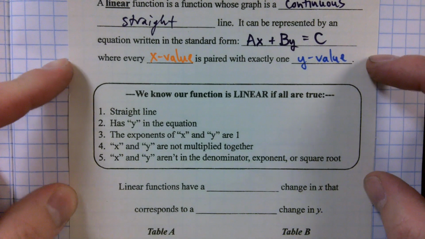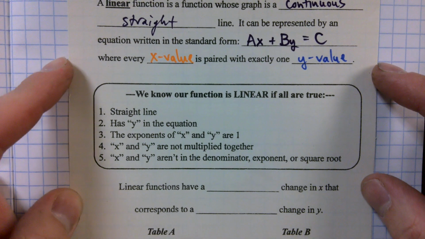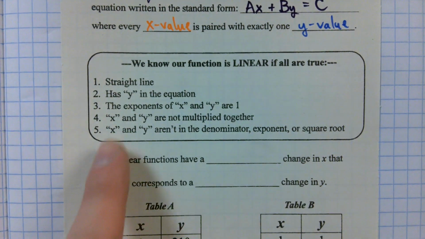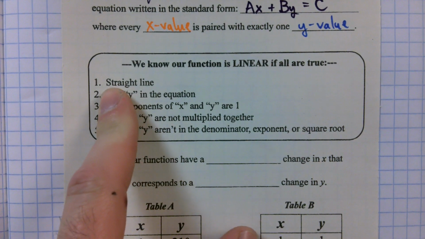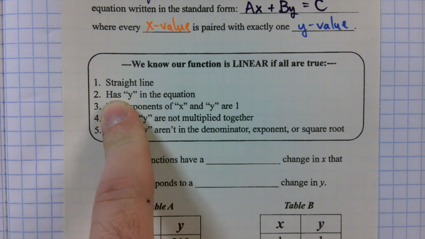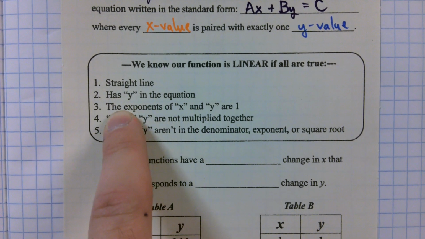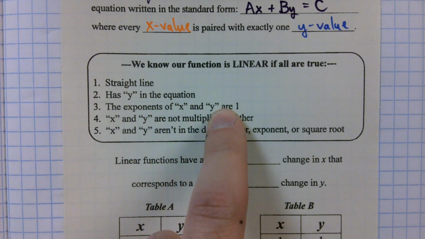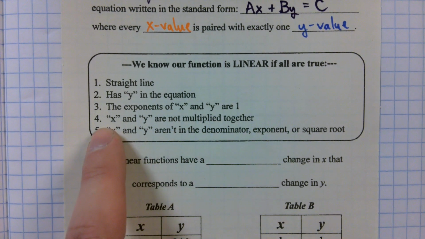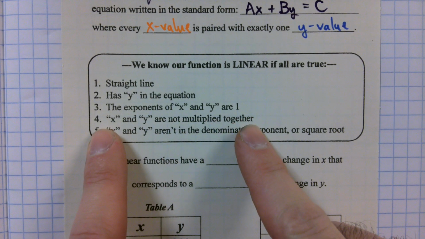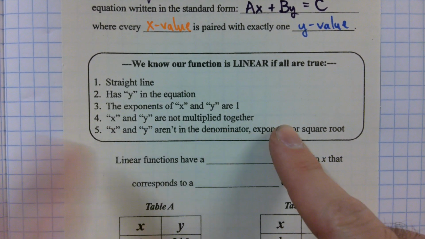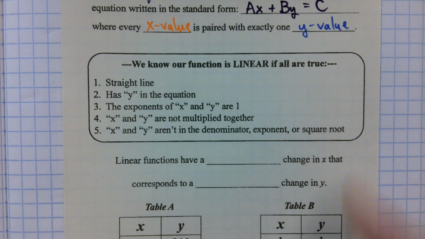So I provided a nice little checklist as to how we know our function is linear or not. If we're looking at a graph, we would see a straight line. That's obvious, right? If we're looking at an equation, there needs to be a y in the equation. The exponents of x and y have to be 1. So if you see an x squared, right away you know that's no good. x and y can't be multiplied together. And x and y can't be in the denominator, in the exponent position, or in a square root.